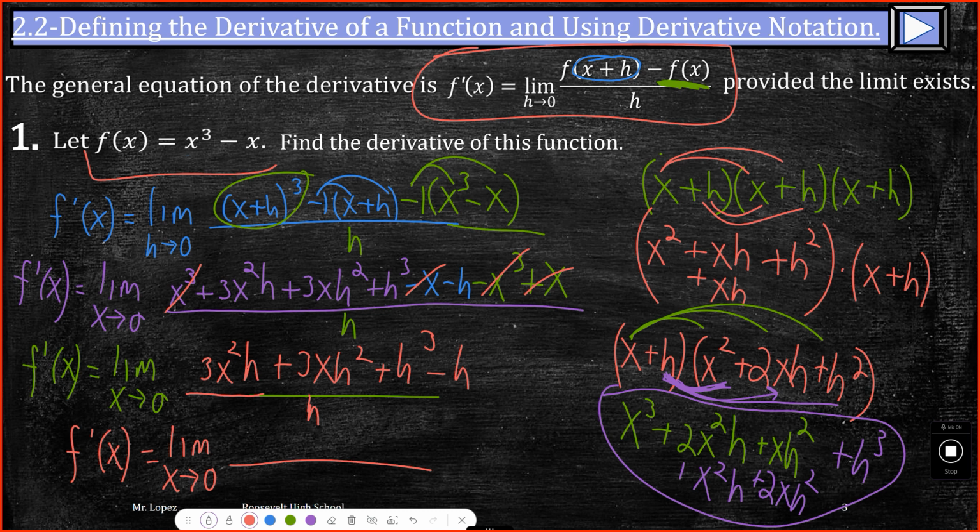All right. Can I factor out an h? Yes. Factor out an h. And so what's left inside? It's going to be 3x squared, and then 3xh, plus h squared, minus 1, over h.